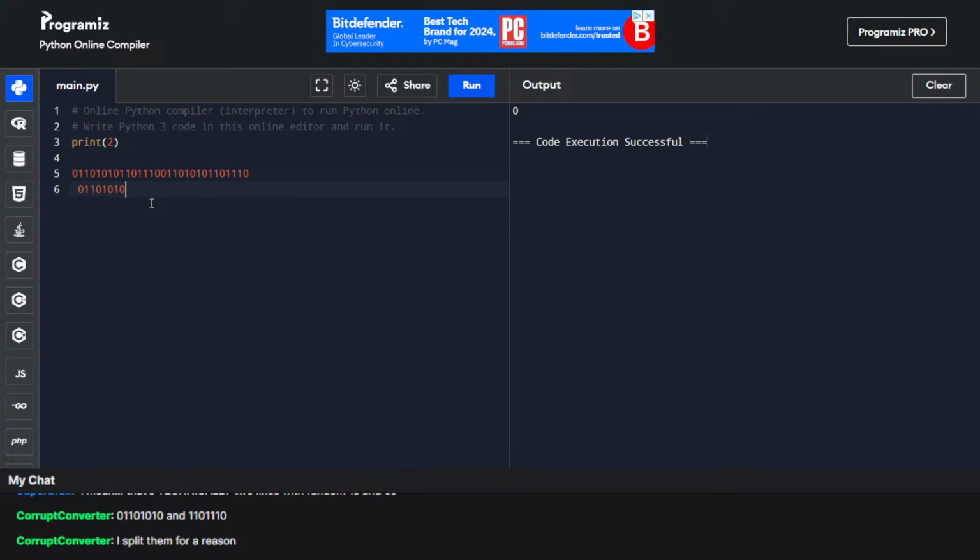Corrupt Converter says I split them for a reason. Oh, that's why you did that. Damn it. Okay, well, I can just grab randomly from the middle. Corrupt Converter says now put those two on separate lines. Semi-random. Oh. Doesn't matter. This is good, right?